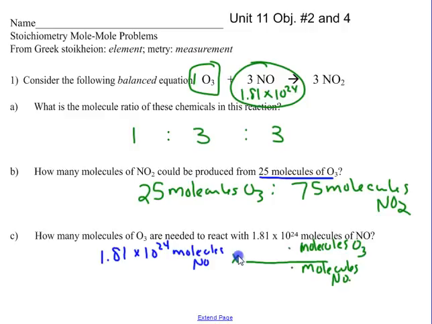The numbers that go in here are the coefficients from the balanced equation, right? If you notice 1 molecule of O3 to 3 molecules of NO, and now your math just becomes 1.81 times 10 to the 24 times 1 divided by 3. And you will see here that that gives you 6.02 times 10 to the 23 molecules of O3.